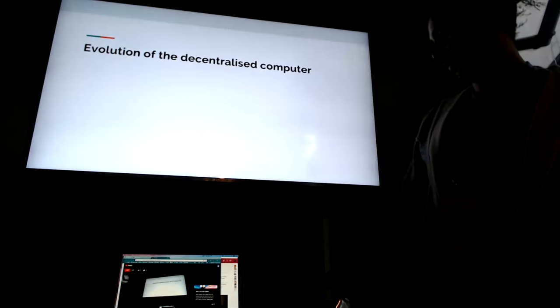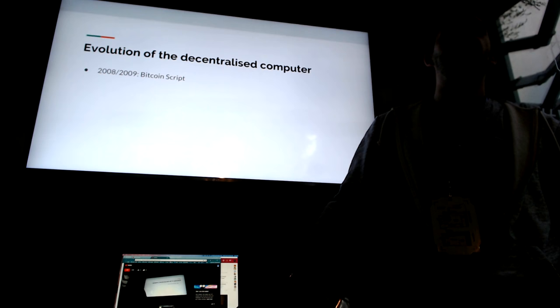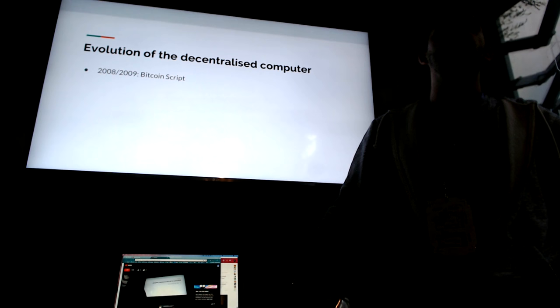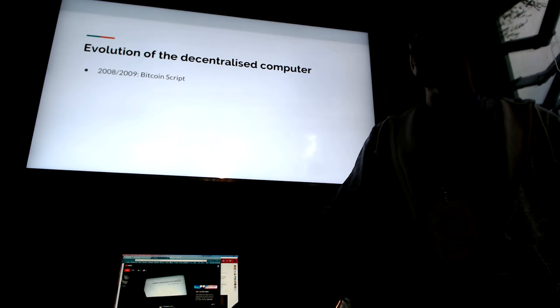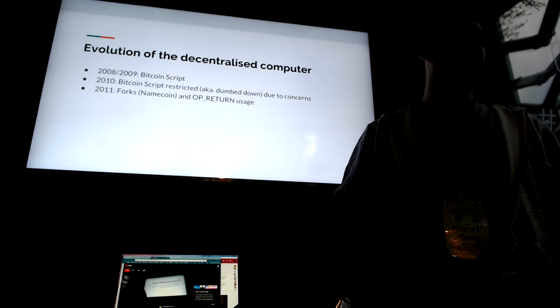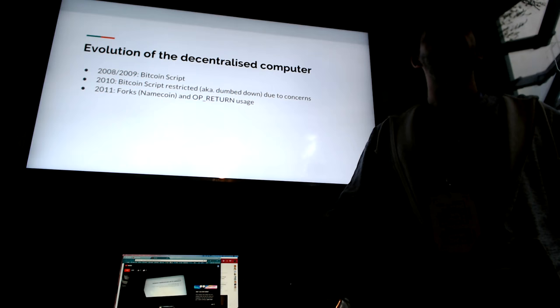Okay, so if you look back at... script, which could do a couple of different things, but that was quickly restricted because people got afraid that it could be exploited. And because of these restrictions, people started to look at how to circumvent them. One of the options was to fork Bitcoin and create another specific chain. The first such chain was Namecoin, if anyone heard of Namecoin.